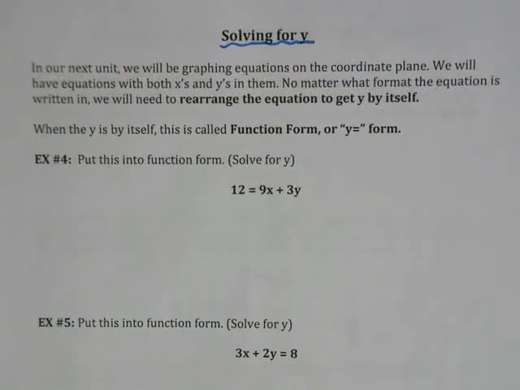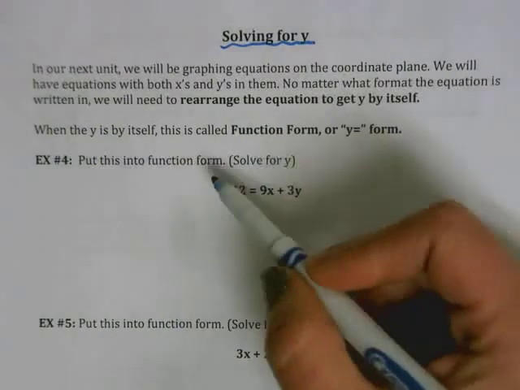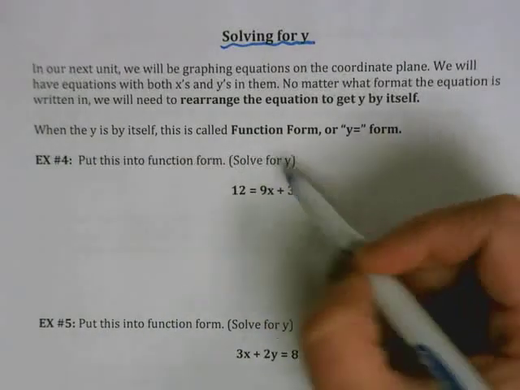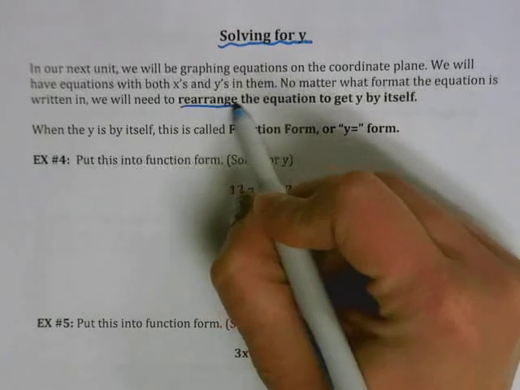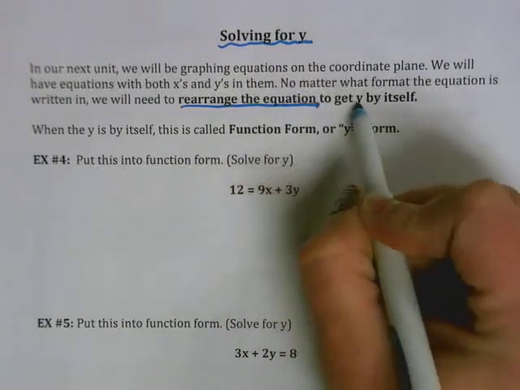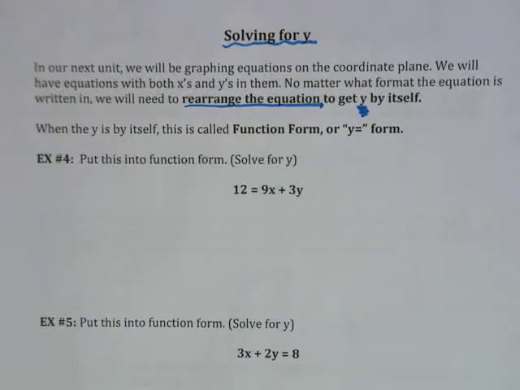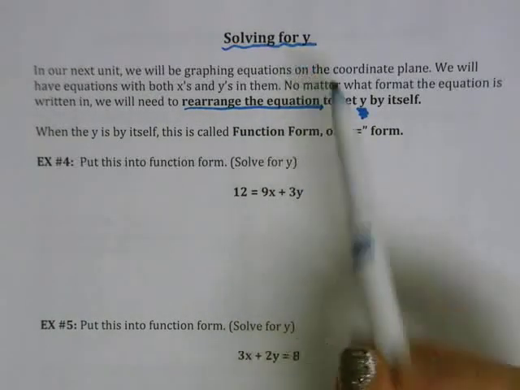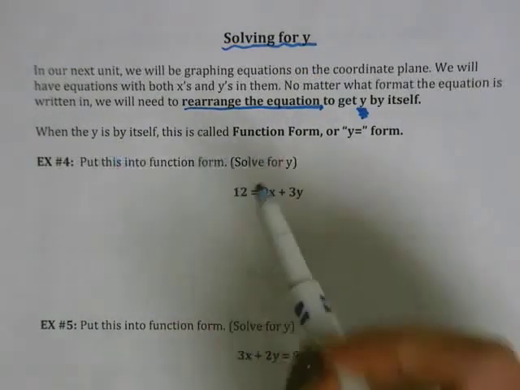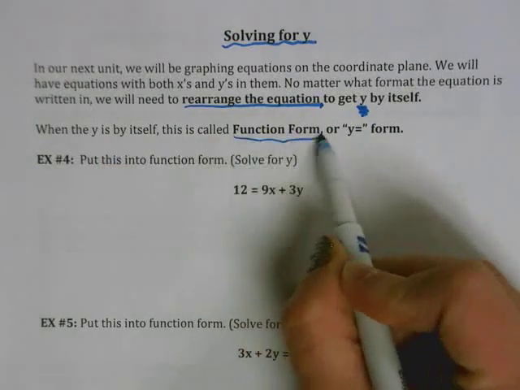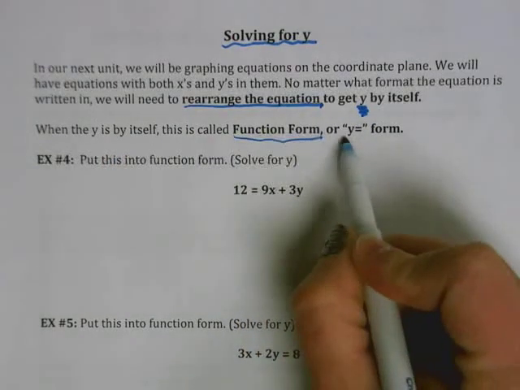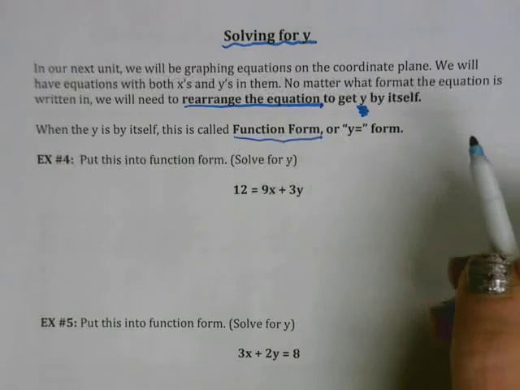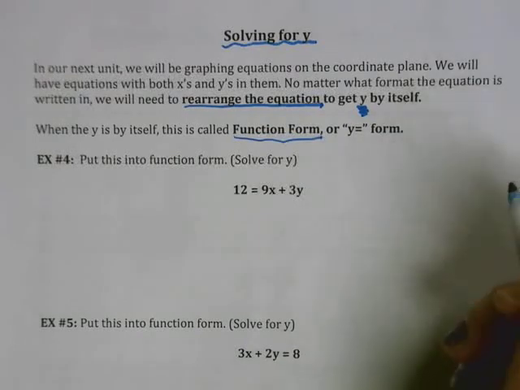And sometimes they're given to us in a format that's not as easy for us to use as what we're going to need. We need to be able to look at any equation with an x and a y in it, and we need to be able to rearrange that equation to get the y by itself. So that's why this is all called solving for y. It means get the y by itself. When the y is by itself, this is called function form, or sometimes we call it y equals form because that's what it looks like. Y equals something. The y is by itself.